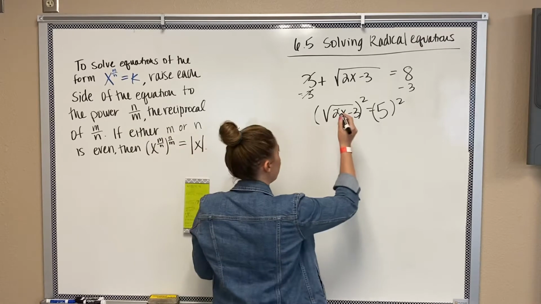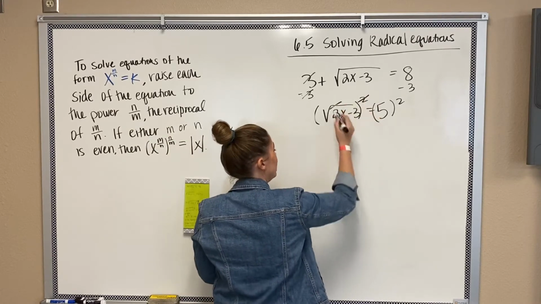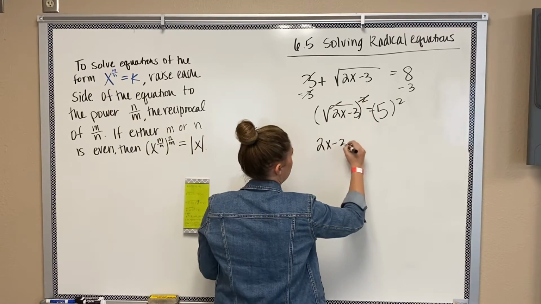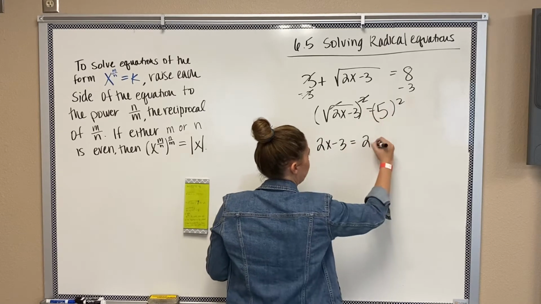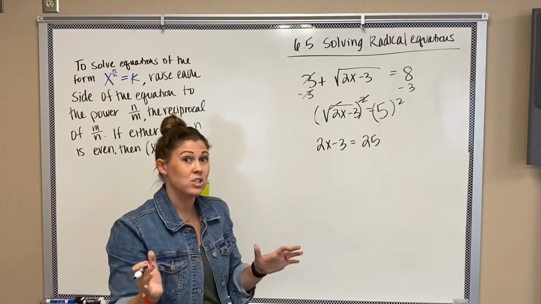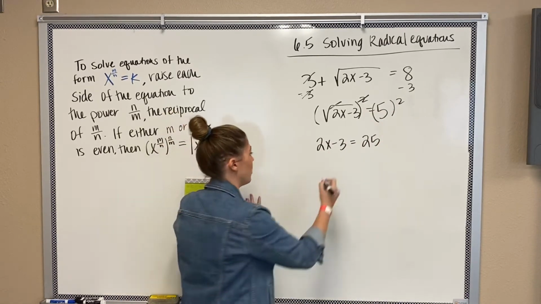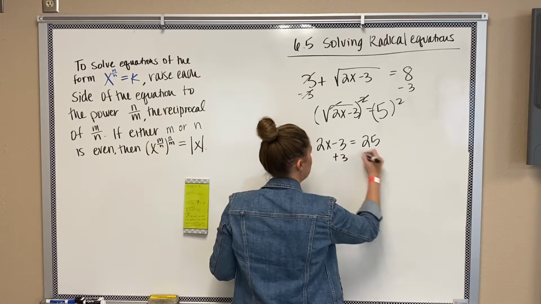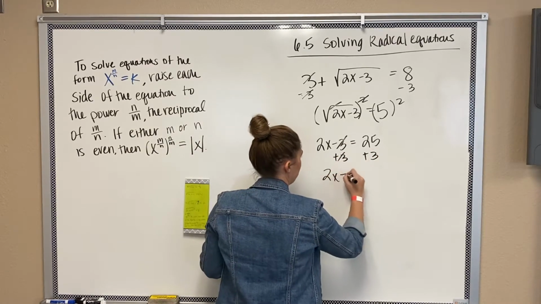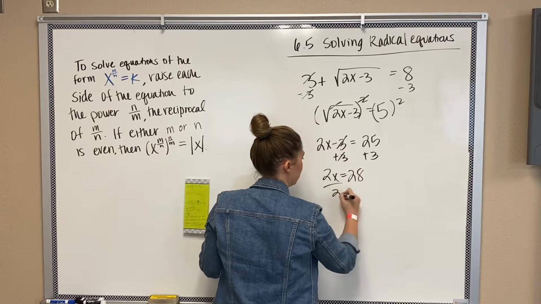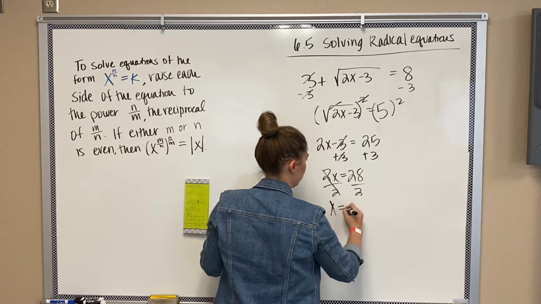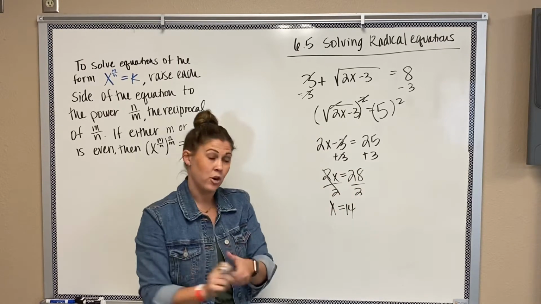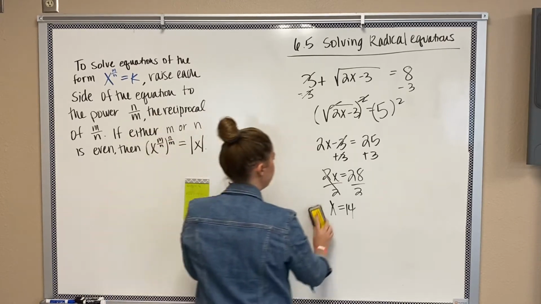The square root of 2x minus 3, squared, is just 2x minus 3. That's equal to 5 squared, which is 25. Now we just have a simple equation and we can solve for x. So we add 3 to both sides: 2x is equal to 28. Divide by 2: x is equal to 14. Okay, so that is the first one.